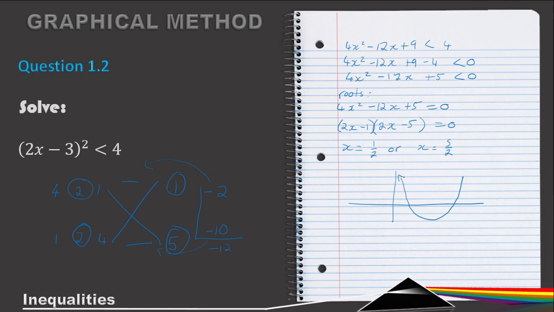It doesn't have to be an accurate drawing, just more or less where it lies. And then a half and 5 over 2. Okay, so it says where's the graph less than 0, meaning where does the graph lie below the x-axis? So that's all the way from a half to 5 over 2. So in terms of x, it's just going to be these values over here. Now x lies between these values, so it's going to be a half is less than x is less than 5 over 2.